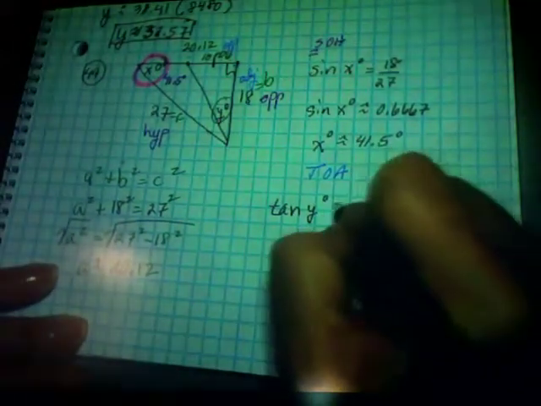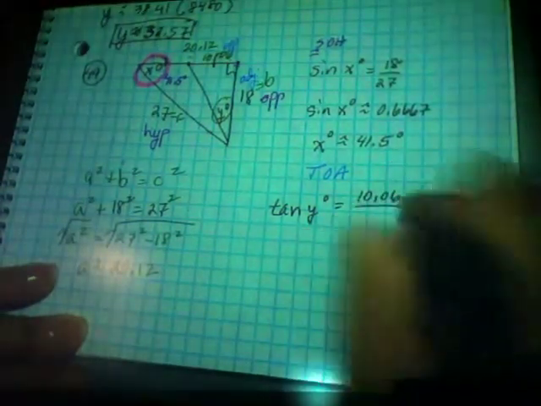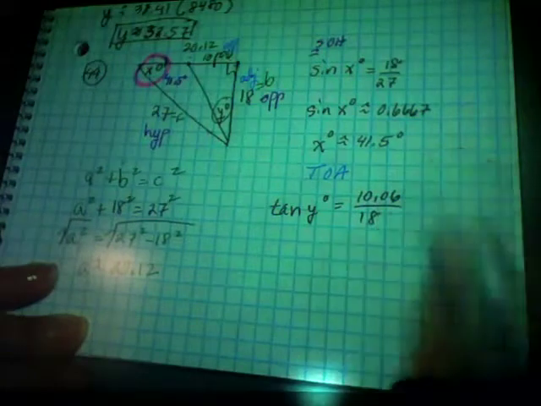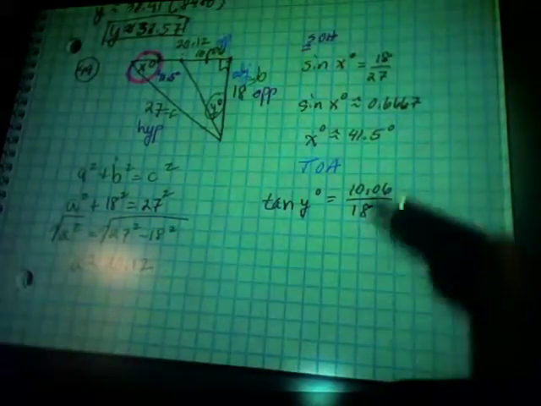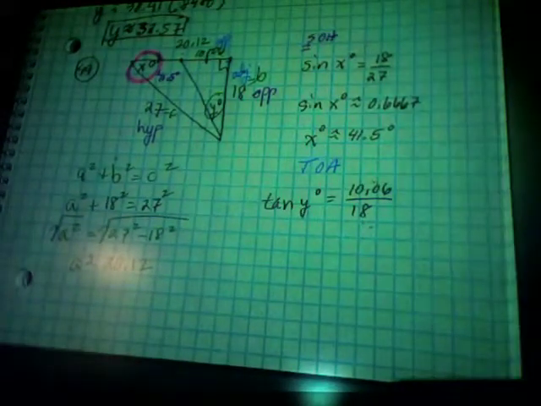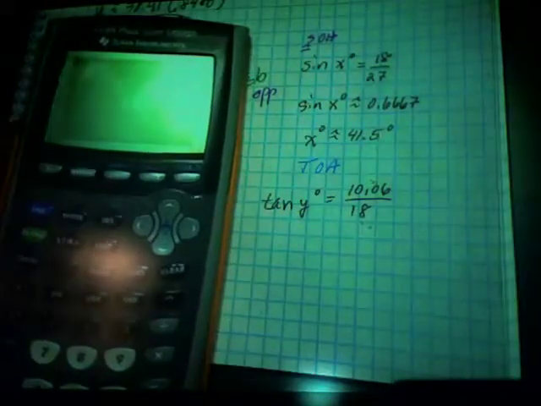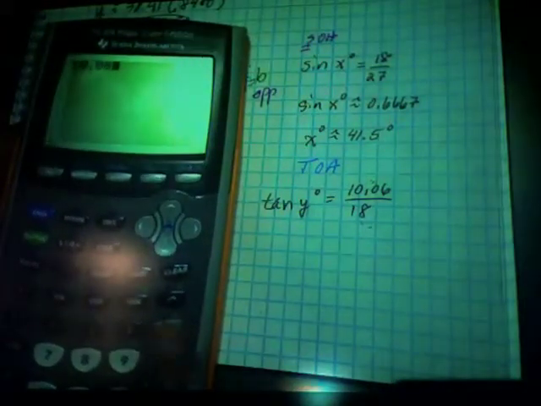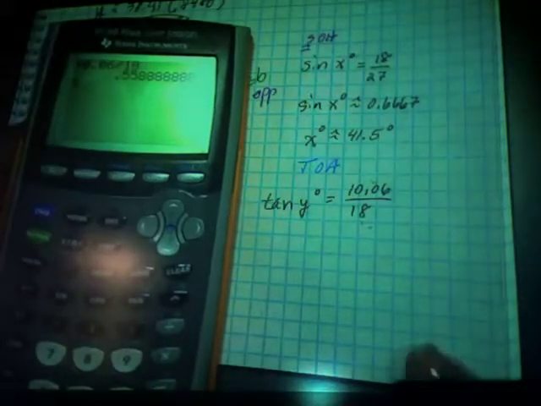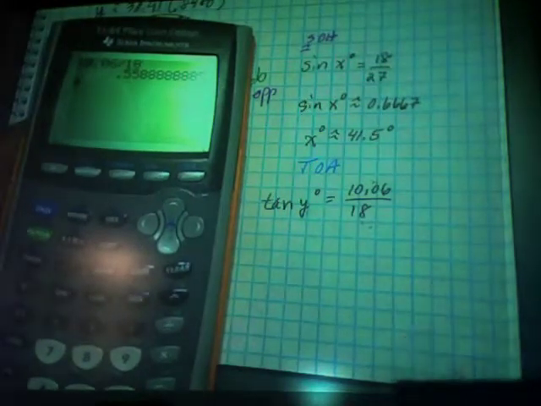And so I know I've got tangent of y degrees is equal to opposite is 10.06 and adjacent is 18. So again, because I can find out what that ratio is, take your calculator, divide it out. 10.06 divided by 18. And you get 0.558.